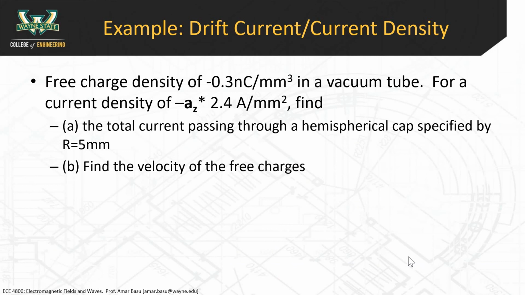Let's do another problem here. For a free charge density of 0.3 nanocoulombs per millimeter cubed in a vacuum tube, for a current density of negative AZ equals 2.4 amps per millimeter squared, find the total current passing through a hemispherical cap specified by R equals 5 millimeters.